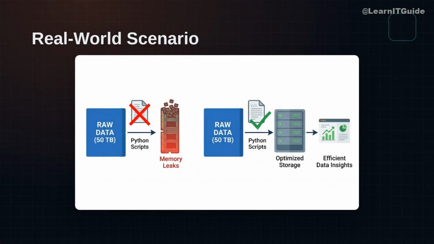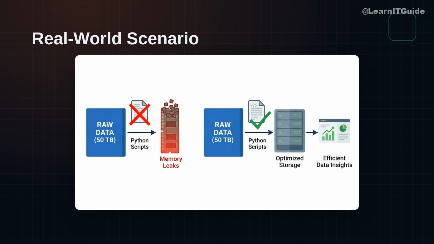Let me share a real-world scenario. A medical imaging startup managing 50 terabytes of patient scans was struggling to train their diagnostic models. Their Python preprocessing scripts kept crashing because they tried to load too much into RAM at once. By switching to a Linux-based bash pipeline that processed files in small, manageable chunks and using the htop command to monitor memory usage in real time, they reduced training failures by 95%.